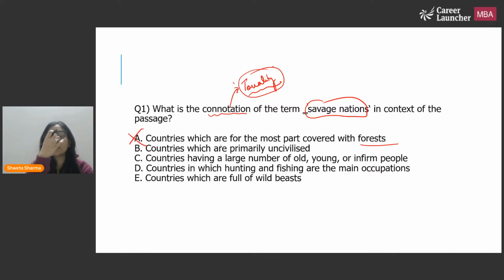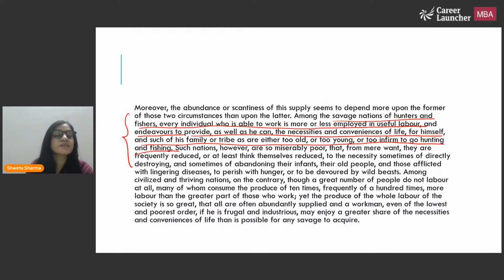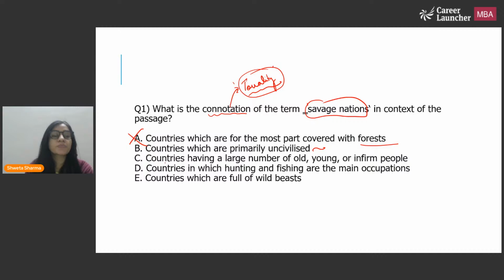Countries which are primarily uncivilized, on the other side, it talks about the civilized nations. So this one set of countries is referred to as savage nations, could be uncivilized. So there's a good reason to hold on to this option. Okay. Third option says having a large number of old, young, or infirm people.